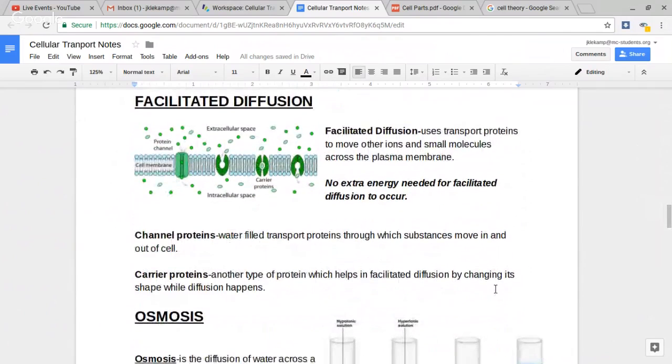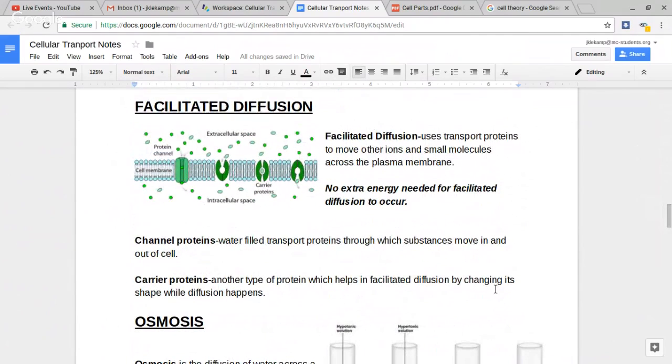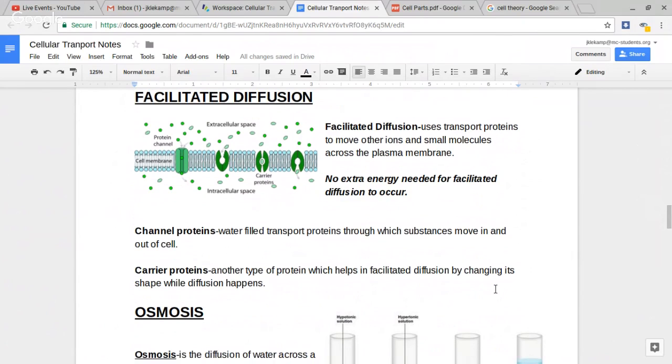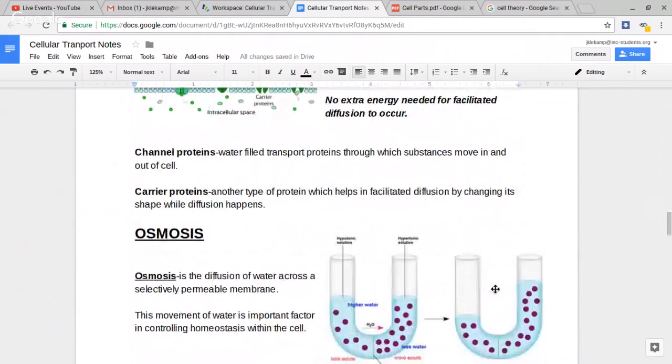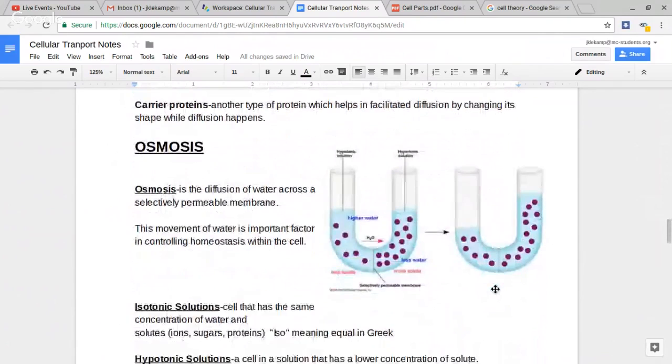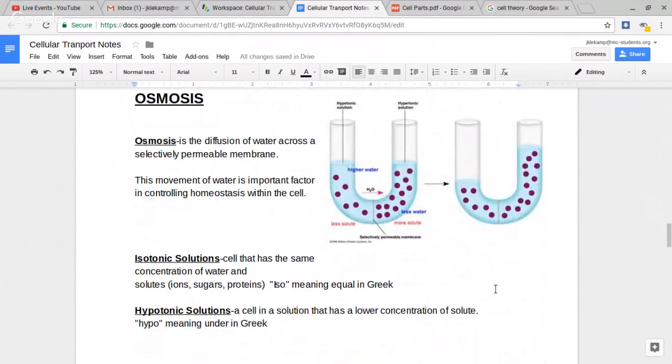The big difference between facilitated diffusion and diffusion is the incorporation of channel proteins or carrier proteins, those integral proteins again. They are going to allow larger substances to come in and out of the cell that can't easily pass through the plasma membrane. Again, there's no extra energy needed, and it still goes from a high to low concentration. So it is an example of passive transport still.